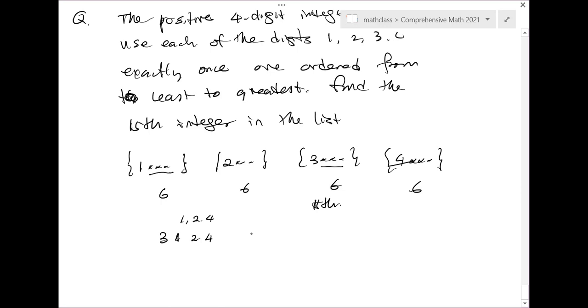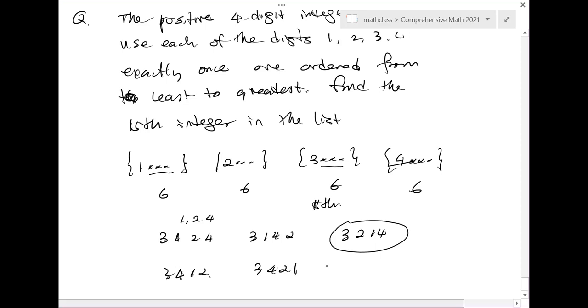Then the next one is 3, 1, 4, 2, right? Then you have to change the number, 3, 2, 1, 4. Okay, so that will be the next one, from the least to greatest. Okay, that should be the answer in the same group. Then the fourth one will be 3, 2, 4, 1. Then 3, 4, 1, 2, then 3, 4, 2, 1.